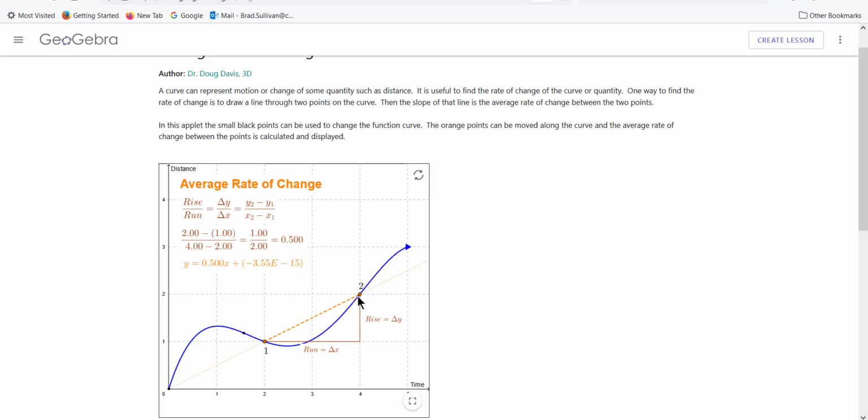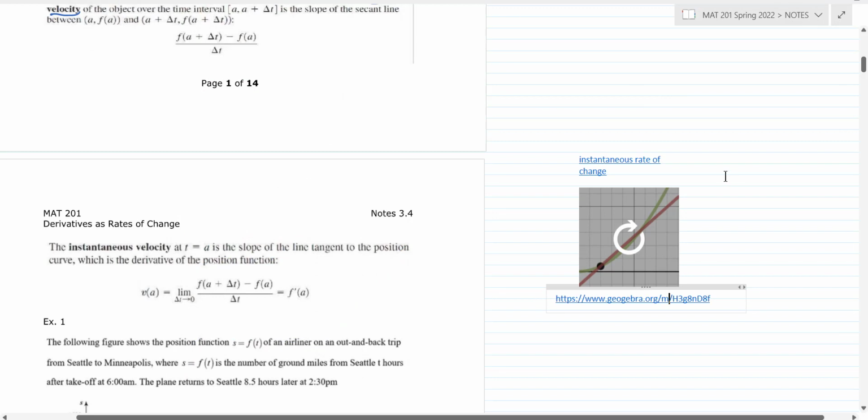You have 2 points. And notice as these 2 points move closer together, that slope changes. The rise over run changes, so that average rate of change is changing throughout this. And it can be negative too. So if I move these points like this, then I have a negative slope, so I have a negative average rate of change. Right, so that's what average rate of change is. It's a slope.